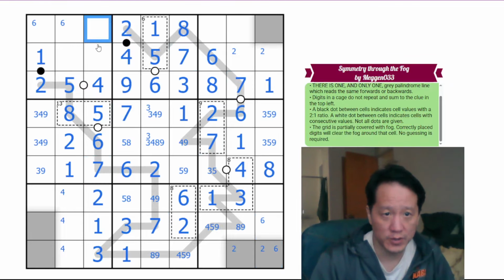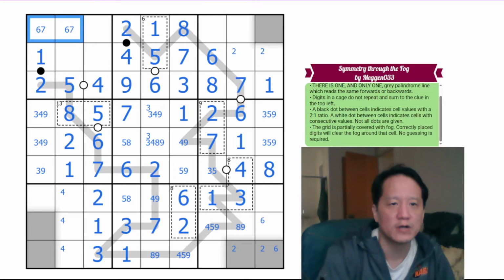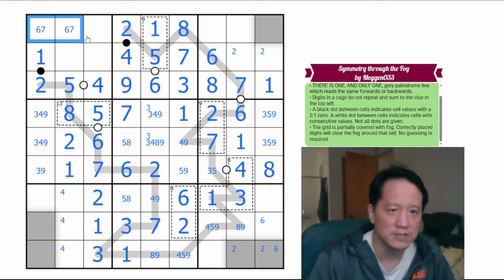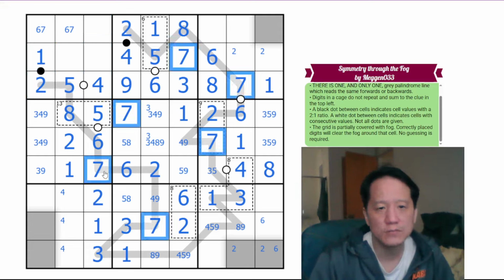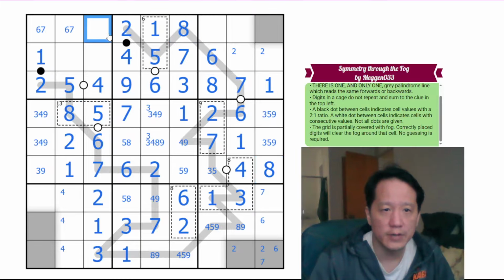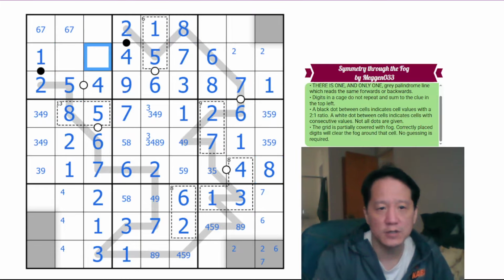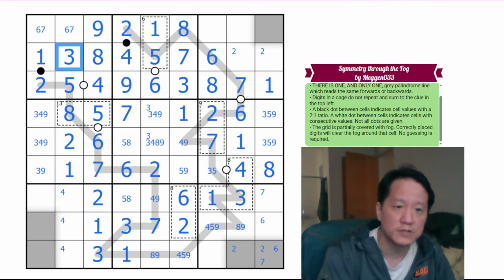7 cannot be here because of 7 in the column. Can't be here because of 7s in the rows. So 7 has to be one of these 2 digits here, which means this is a 6-7 pair, because those are the only places they can be in that box. 8 cannot be here or here, so 8 has to be here, which forces this to be 9 there. And that leaves this as a 3.